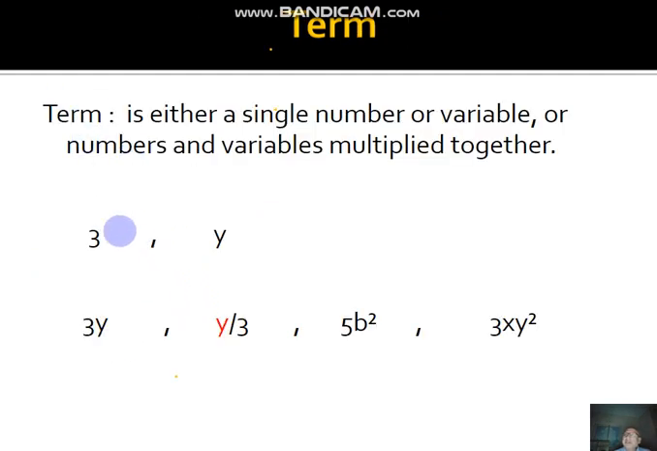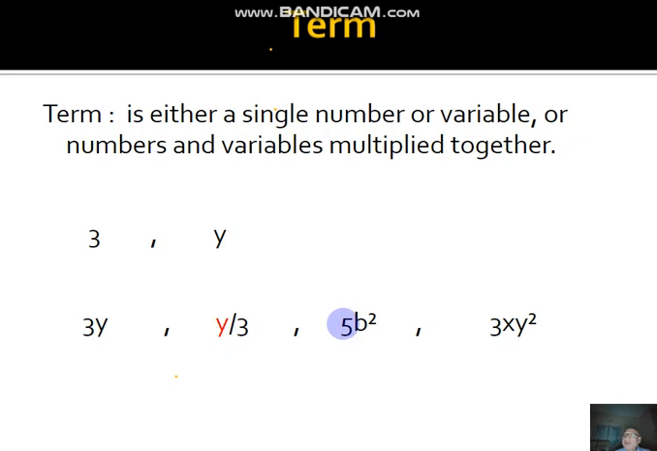A term could be a single number like 3, or a single variable like y, or a number and a variable multiplied together. If I multiply 3 times y, I get 3y. Still, this is a single term. And y divided by 3 is one term. Y divided by 3.